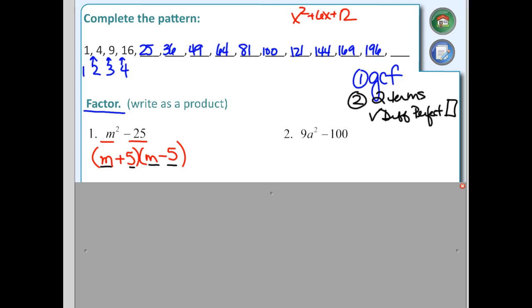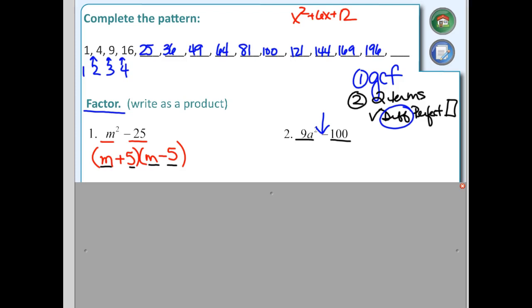So if I look at number 2, I don't have a middle. There's no linear term. So is this difference of perfect squares? Well, here's how we check. Is 9 a perfect square? It sure is. Is a squared a perfect square? It is. Is 10 a perfect square? It is. Now, for this to work, there's got to be a minus sign in between them because it's the difference of perfect squares. So if my front term is a perfect square, my back term is a perfect square, and there's a minus sign in between them, this is difference of perfect squares.